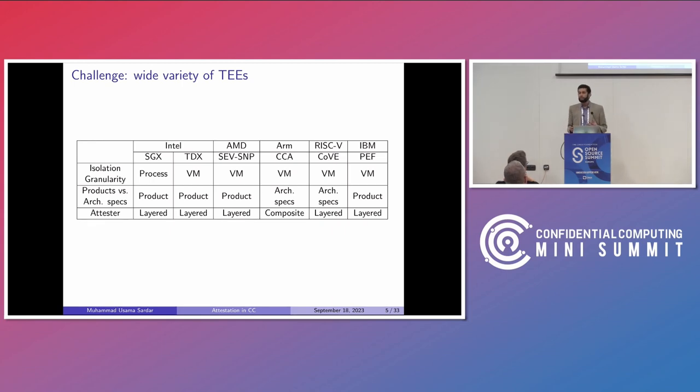Whether it's layered as defined in the RFC 9334 RATS architecture, one building on top of the other, or whether it's composite, meaning that two or more attesters send evidence to a lead attester, which will then finally send out the evidence to the verifier. And ARM in this category has basically a composite attester.